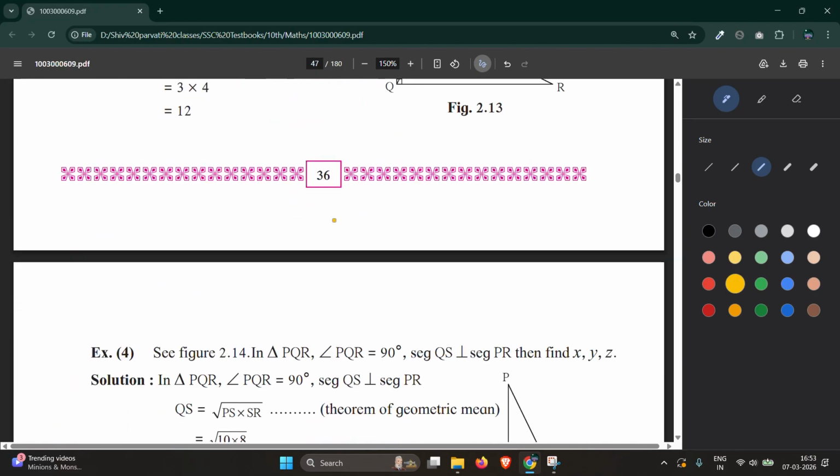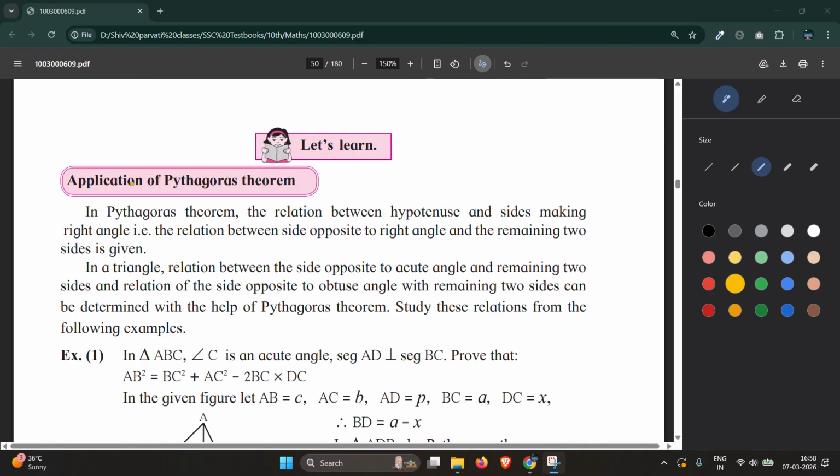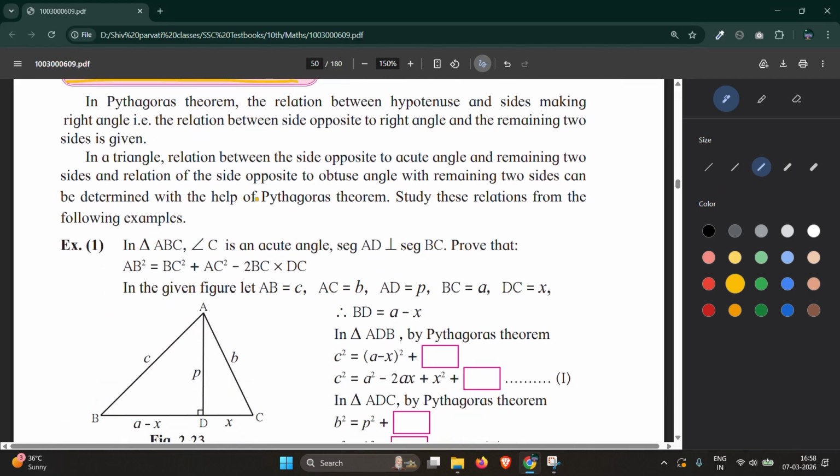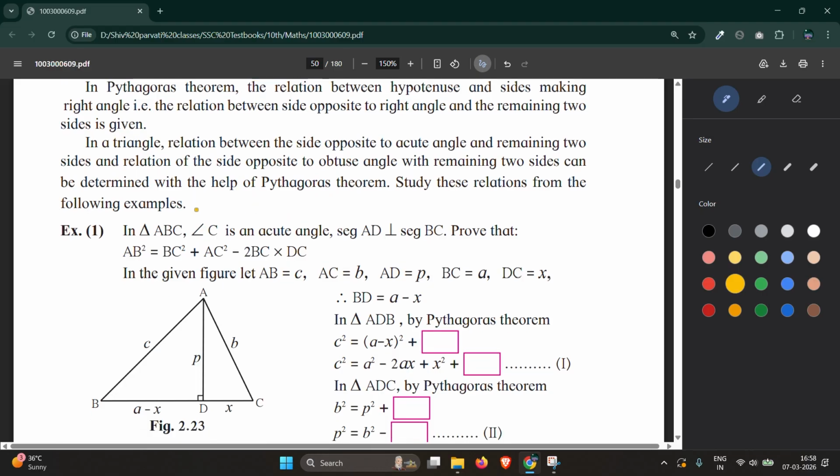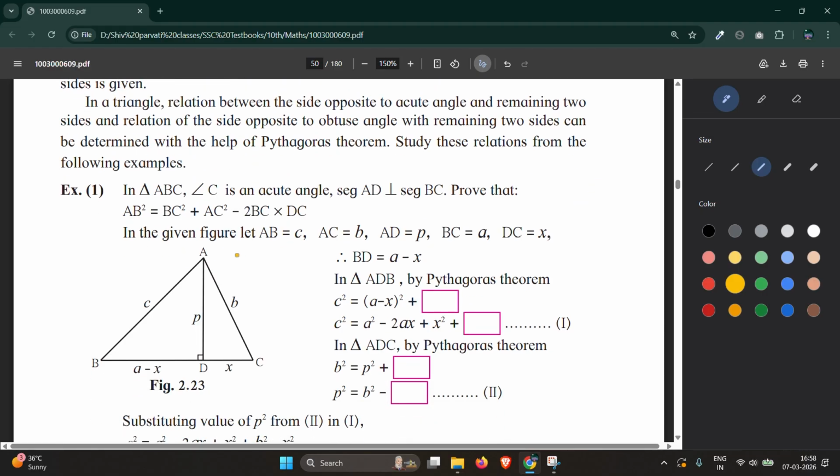So, some solved examples. Now we look at an interesting application of the Pythagoras theorem. We will use the Pythagoras theorem to derive an interesting result. The Pythagoras theorem is saying that for a 90-degree triangle, let's say this side is A, this is B and this is C, we have C squared equals A squared plus B squared. So this is true for a 90-degree triangle.